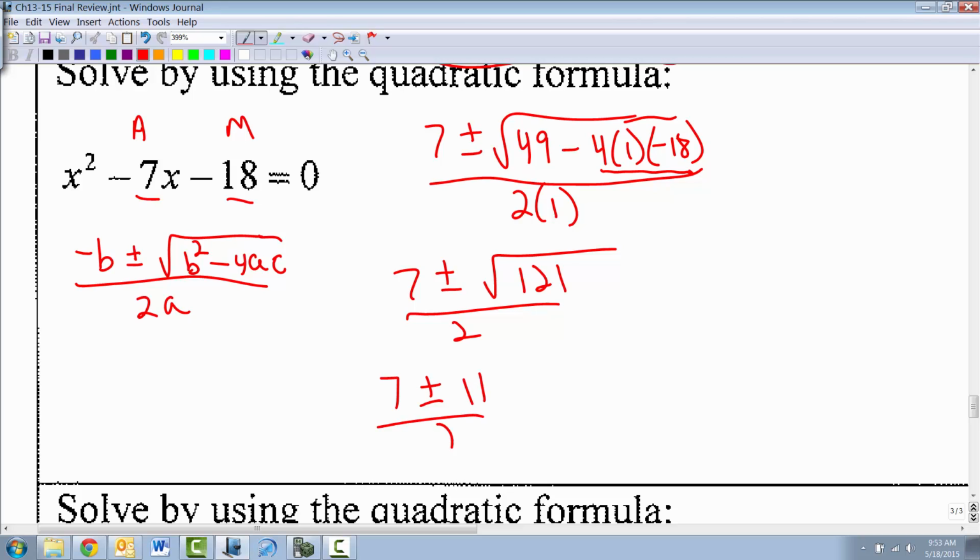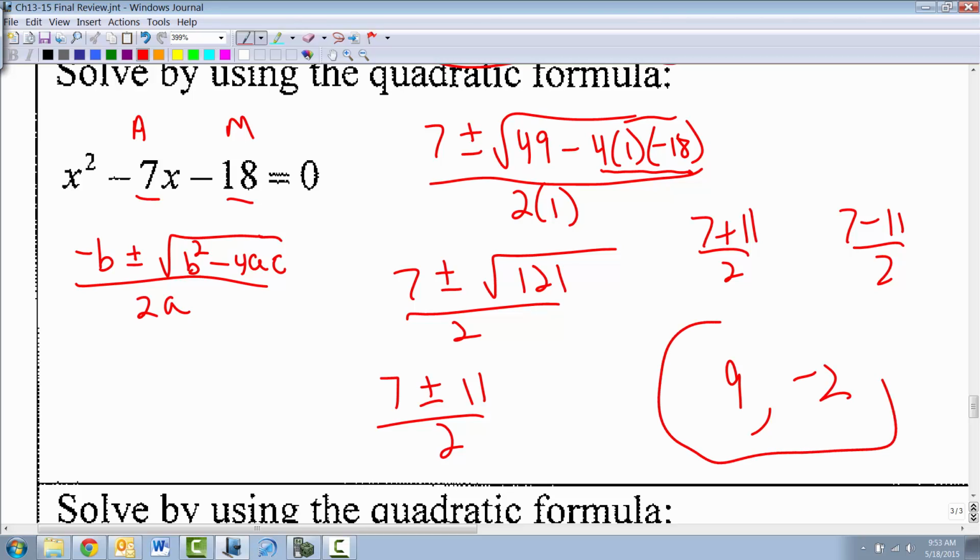It's 11. So what you do with this is you do 7 plus 11 over 2 and 7 minus 11 over 2. That's what the plus minus means. You actually keep going. This is 18 over 2, which is 9. 7 minus 11 is negative 4. Negative 4 divided by 2 is negative 2. Lo and behold, you got the two numbers, the reverse of what multiplies and adds. This factors to be this.